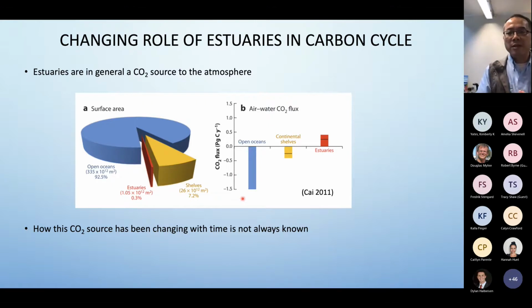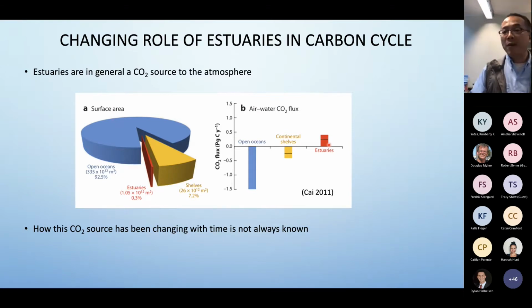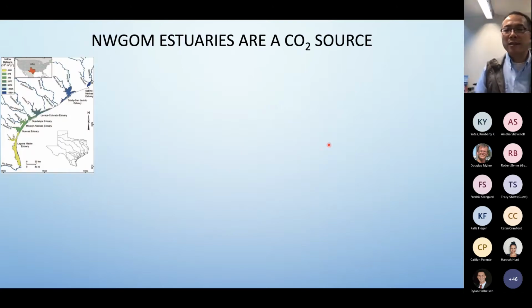In terms of air-sea CO2 exchange, we know for a fact that the open ocean is a net sink of CO2, and the continental shelf is also a net sink combined globally. But we are also confident to say that estuaries are a source of CO2 to the atmosphere. Of course, there's large uncertainty. But that's kind of a static view. How these estuaries evolve with time is really not well known across the globe. Here's where our work comes in.